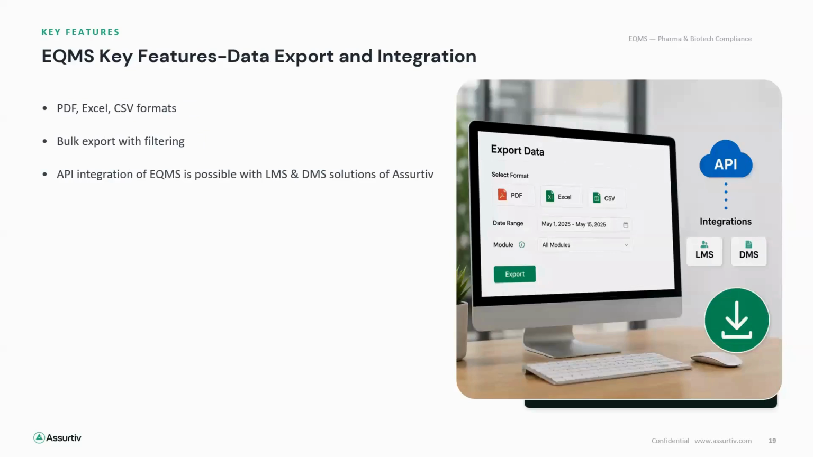And data export and integration. So the data can be exported in PDF, Excel, CSV formats, and bulk export at a single shot. If you want to import or export 100 files at a single shot, you can do it. That can be done by using filtering. Bulk export with filtering option is available. Along with that, API integration of EQMS is possible with the other solutions like learning management system, document management system.